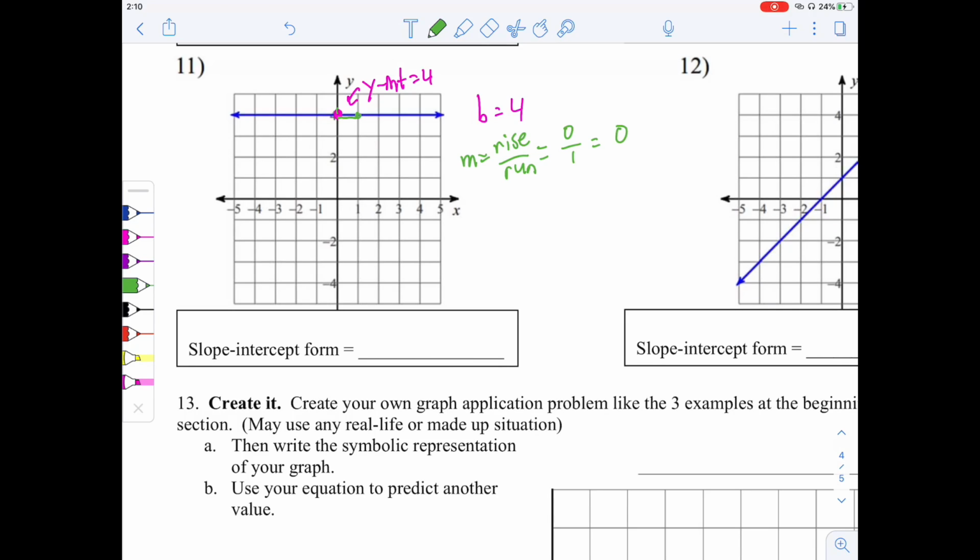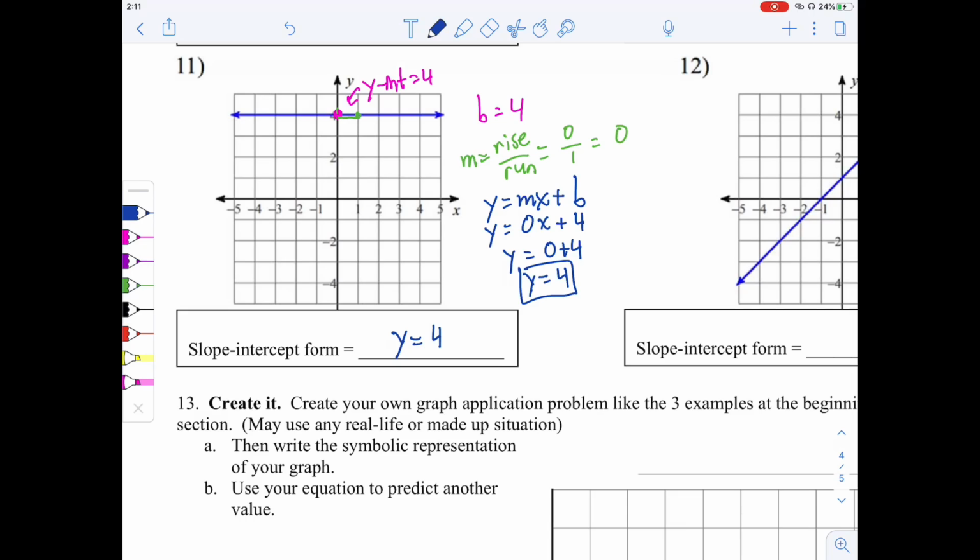And then you can write this in your slope intercept form, y equals mx plus b. And then y equals our slope, which is 0, next to the x, and our y-intercept is 4. Well, then 0 times any number again is still 0, right? So it'll be y equals 0 plus 4, which would just be y equals 4. So our equation will be y equals 4, because we have an intercept of 4, but we don't have an x because the slope is 0, right? Because 0 times x is just 0, so it disappears.